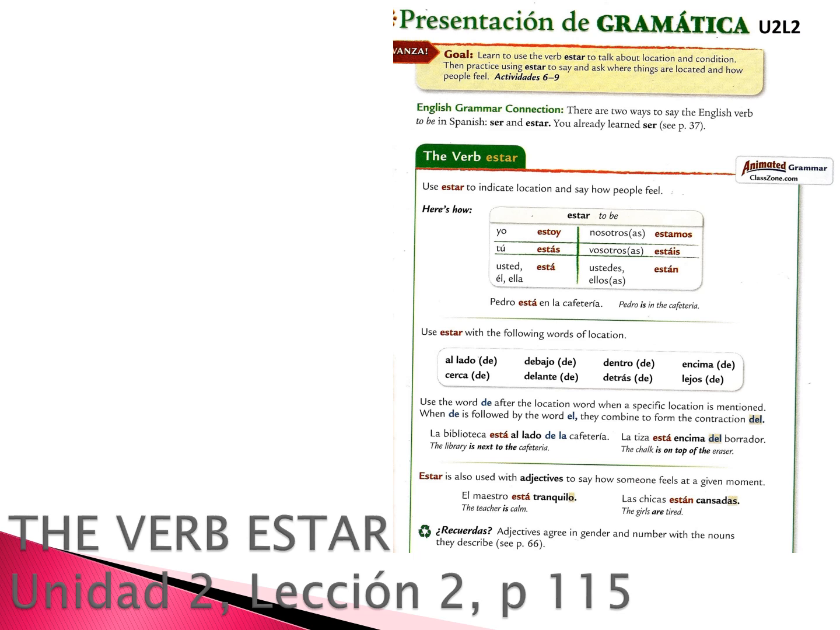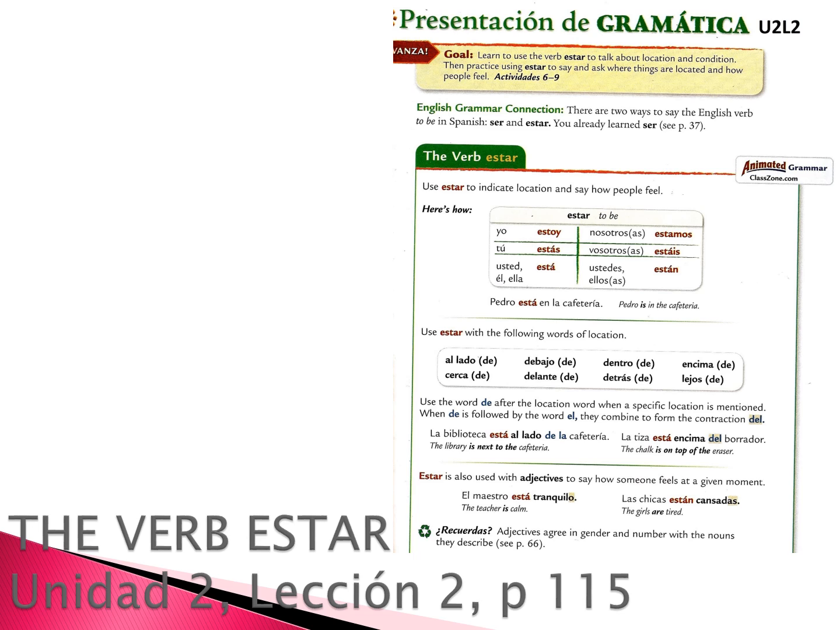The verb estar is our first grammar concept for Unit 2, Lesson 2. There's a lovely explanation for you on page 115. Presentación de gramática. Avanza, goal. Learn to use the verb estar to talk about location and condition. Then practice using estar to say and ask where things are located and how people feel.